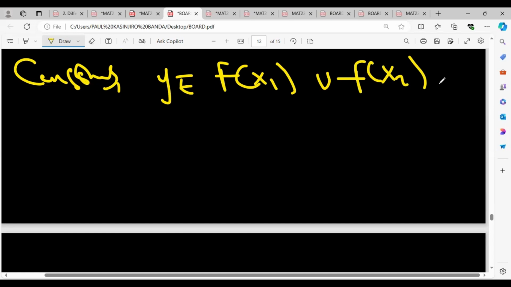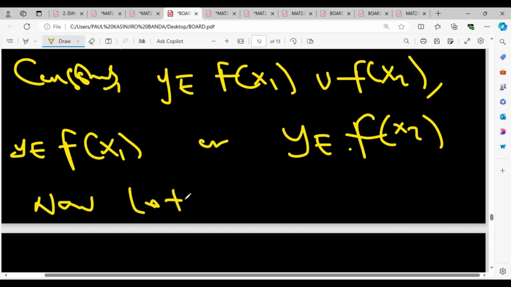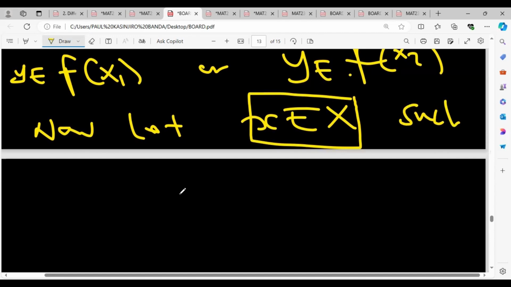So y is a member of this. Then we know that by definition, this means that y is actually a member of f of x1, or y is actually a member of f of x2. So this is what we get from there. Now let an x be a member of the set x, where these x1 and x2 are coming from. That's why we are including this point here. So let x be a member of this x1 such that my y is equal to f of x. Then from there it follows that what?